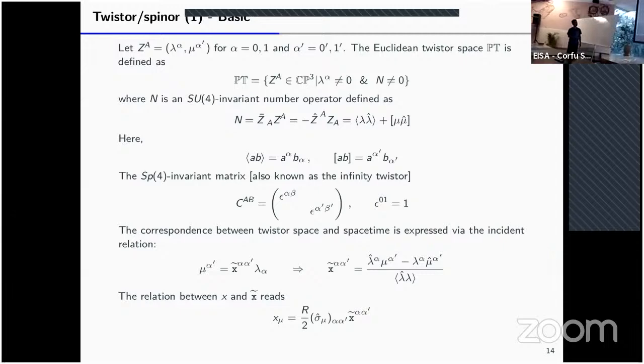Okay, as some of you may know, the correspondence between twistor space and spacetime is expressed via the incidence relations that relate mu^alpha with lambda by a 2x2 matrix X, and it has the following inverse. Here X tilde is dimensionless and the usual X is dimensionful, so we have to relate them. The relation between X and X tilde is the following.